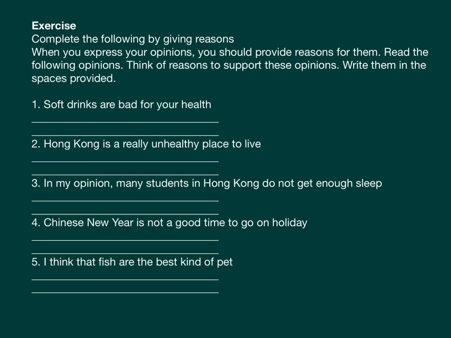The following exercise will need you to give reasons. For example, when you express your opinions, you should provide reasons for them. Read the following opinions and think of reasons to support these opinions. Write them in the spaces provided. You can also copy the below questions on a piece of paper so that you can work on them for several minutes. I'll read off the different questions before we pause the video.